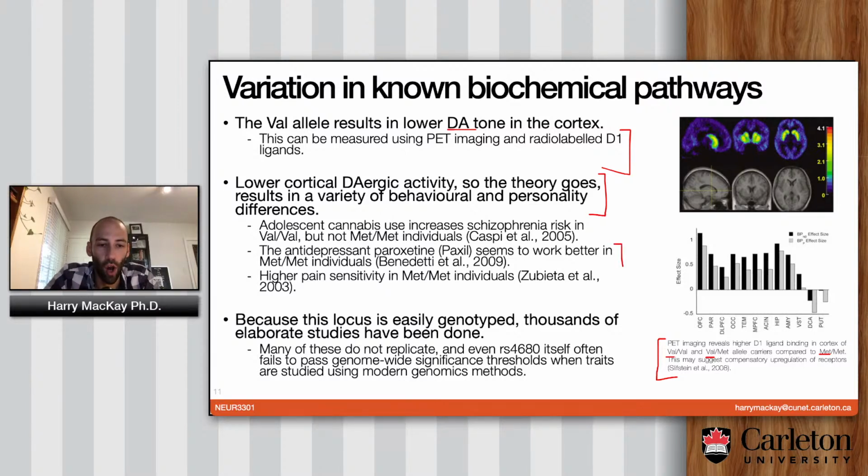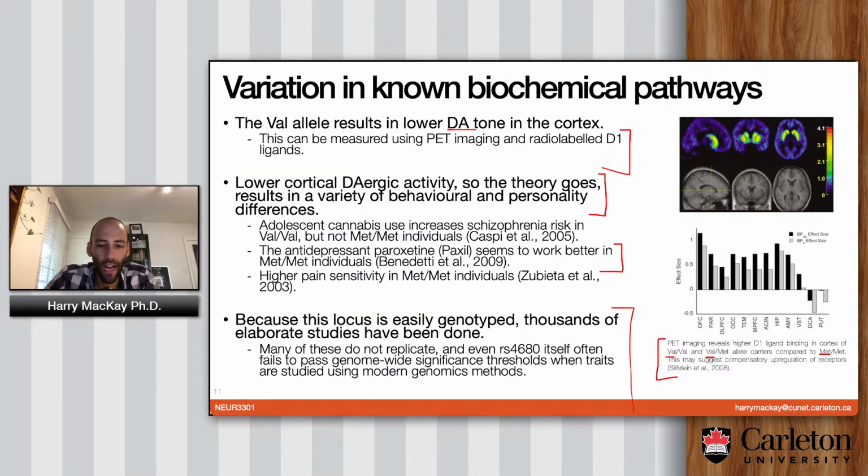The antidepressant paroxetine, or Paxil as it's often called, seems to work better in Met individuals for some reason. And also Met individuals have higher pain sensitivity, meaning that they're not warriors, right? You can't have a warrior who gets hurt really easily. So these folks who are the Met carriers, they have higher pain sensitivity.